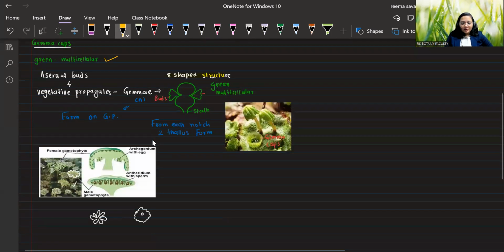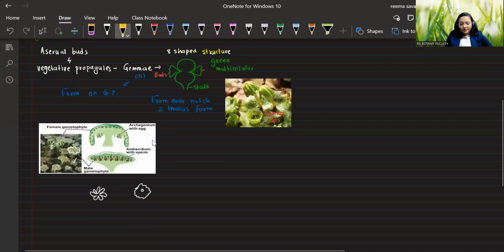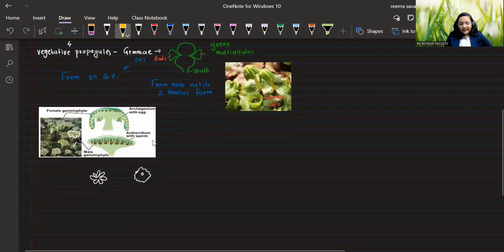Now gemma will have an English H-shaped structure. It will have 2 notches where buds can be formed. So in the original diagram, see, this is a petal-like structure. So this will be the male or female gametophore. This will be the female gametophore bearing archegoniophore. And these are gemma cups that look like this, right? So here also, see, this is a disc-like structure, that is the male gametophyte, and this is the female gametophyte.